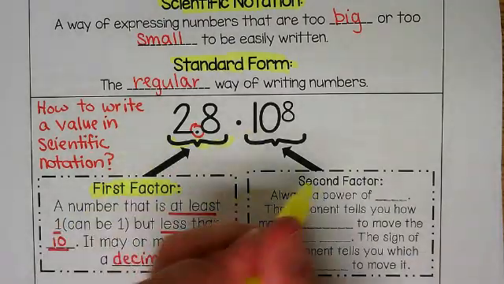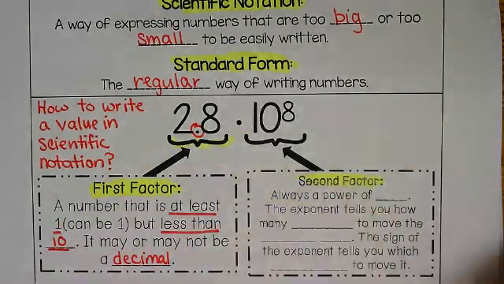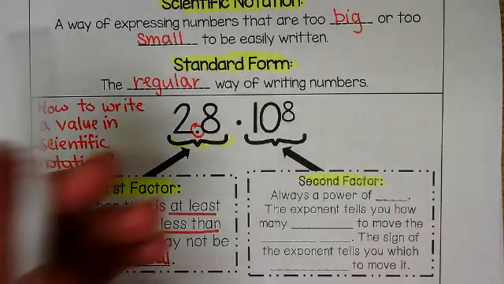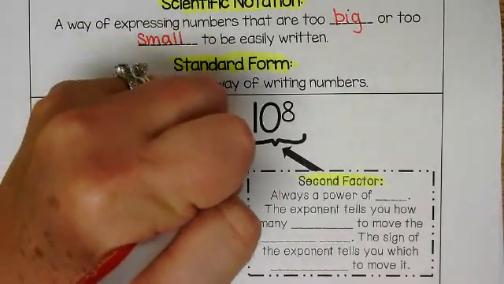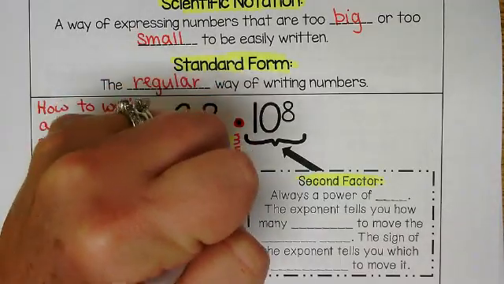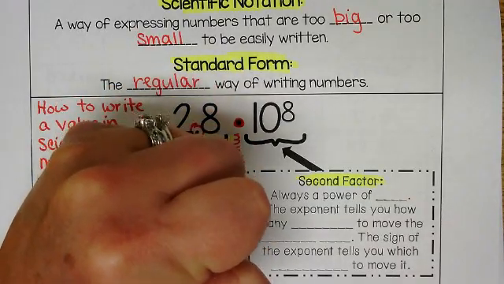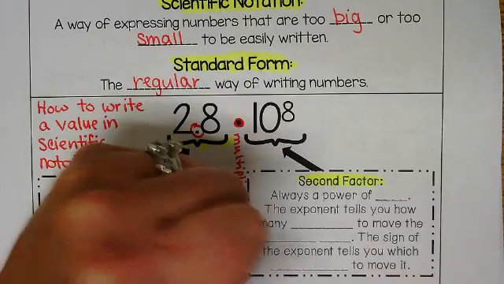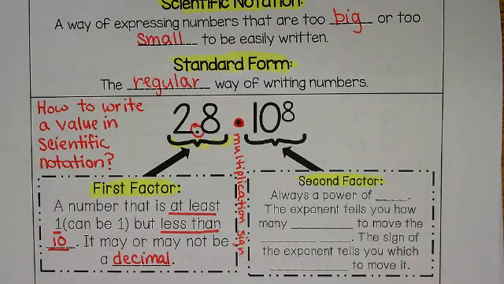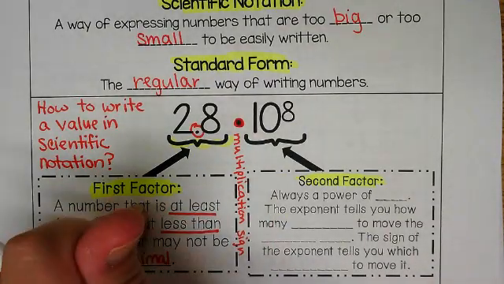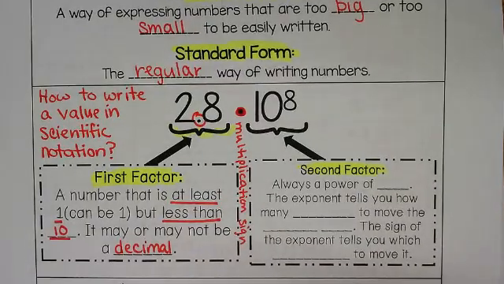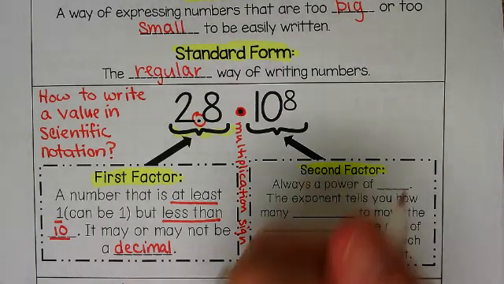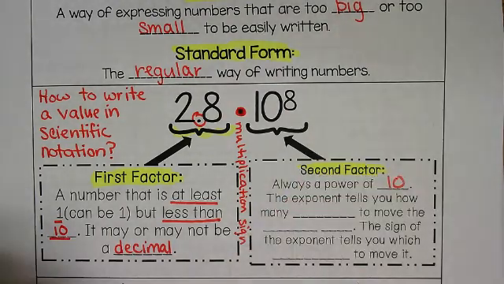All right, your second factor, again, factor is an answer to a multiplication problem. So here is your multiplication. That's your multiplication sign. So you're not going to see any more X's. And if you do, it's very seldom. So first factor, second factor. Your second factor is what we just finished talking about. We just finished up your mastery check. Your second factor is always a power of 10.